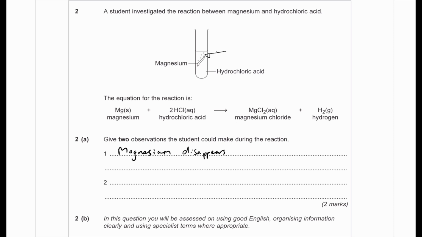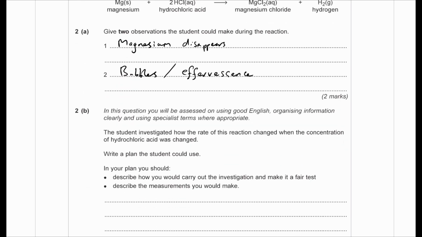Well, I've drawn an arrow here. You can see these bubbles. Now those bubbles are as a result of hydrogen gas being formed. And so we're going to see bubbles. And the more scientific term for producing bubbles or fizzing is effervescence. Effervescence. Alright, and that's more than enough for 2 marks.